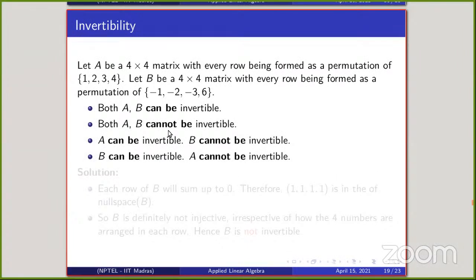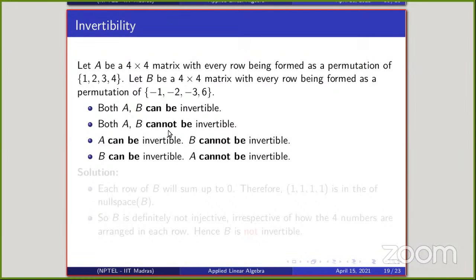So the next question is on invertibility. We are given two matrices. Matrix A is a 4 cross 4 matrix with each row being a permutation of the numbers 1, 2, 3, 4. And matrix B is another 4 cross 4 matrix where each row is a permutation of the numbers -1, -2, -3, and 6. So we need to decide whether each of these matrices is invertible or not.